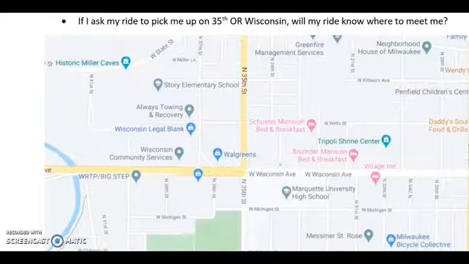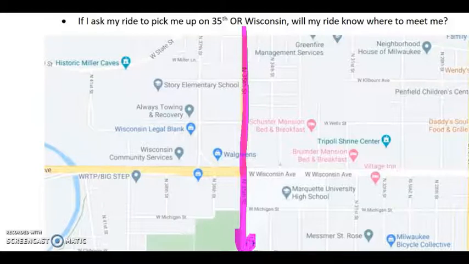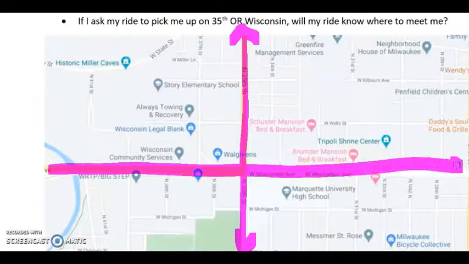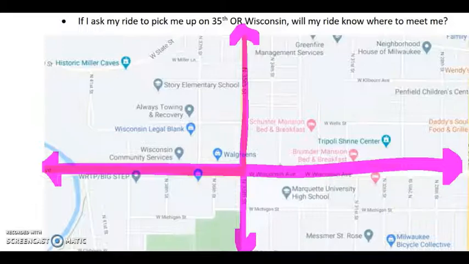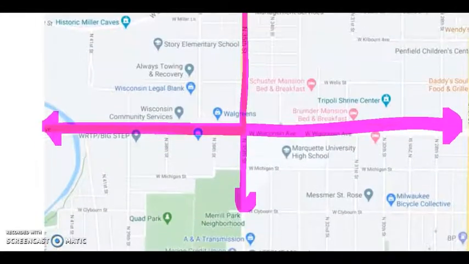So if I were to call for a ride at Marquette High, and I said, could you please pick me up on 35th Street or Wisconsin Avenue? That would cover quite a bit of distance, wouldn't it? I don't think my ride would know where to find me.